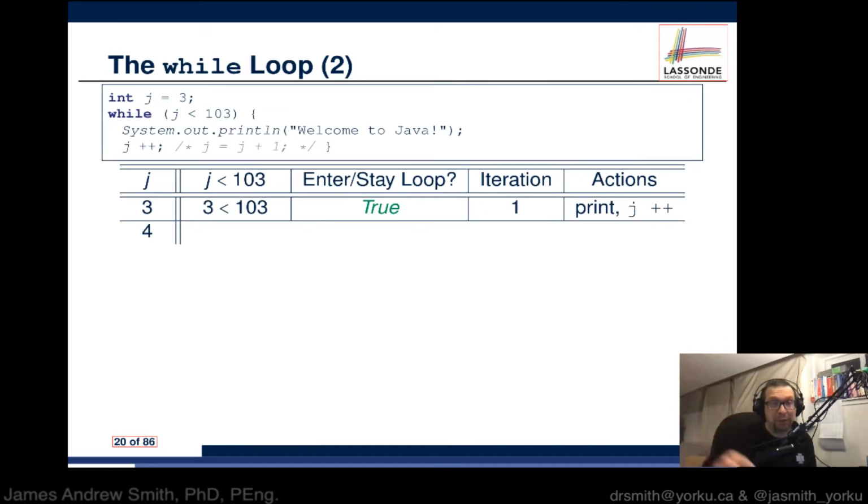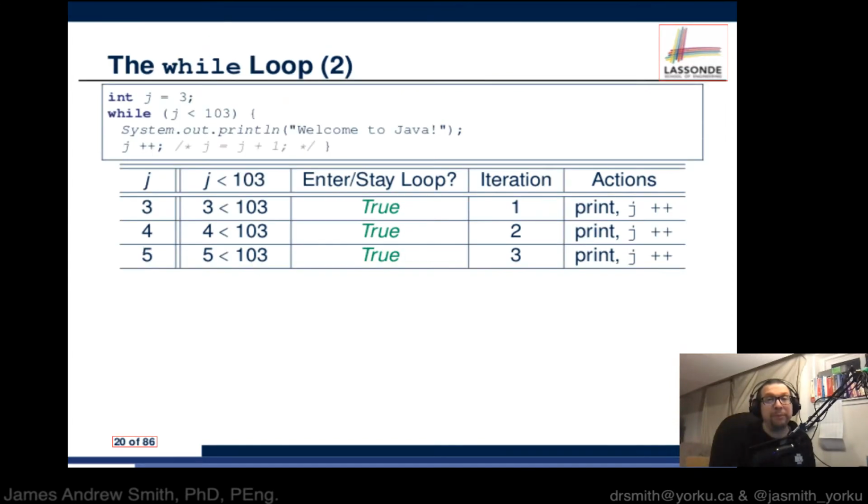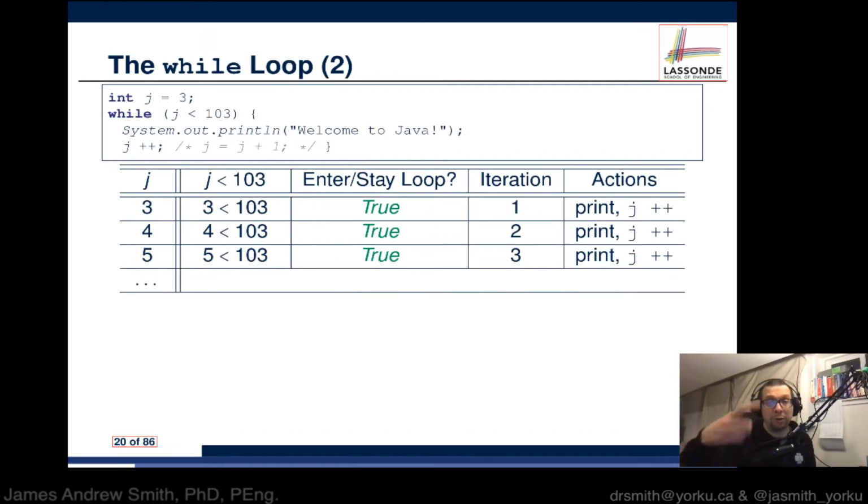Next time we go through the loop, j is equal to 4 because we did j++ in the previous round. 4 is less than 103, so we stay within the loop. It's true. This is iteration number 2. We are now going to print to the screen and we do j++, so we increment j. j is now 5. Is 5 less than 103? Yes, it is. This is the third iteration, the third time through the loop. We print to the screen and we increment j again. And we go on over and over and over again. You saw how many times that happened on the screen.